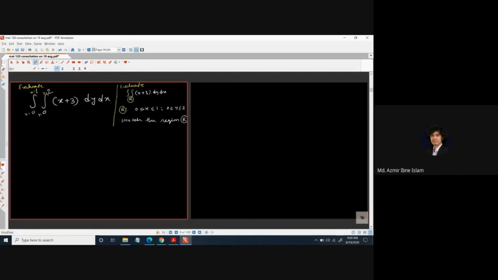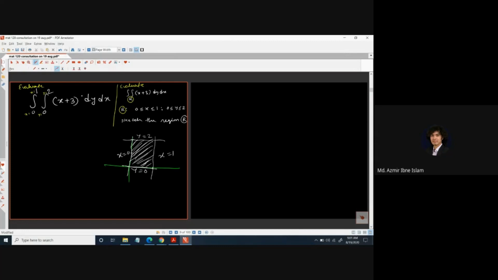Here you can see x equal to 0 and x equal to 1 is given. So in the Cartesian coordinate system, x equal to 0 will be this line, and x equal to 1, let's say this is x equal to 1. Y equal to 0 is actually the x-axis, this horizontal line, and y equal to 2 is this line. You can see that the region is formed by two vertical lines and two horizontal lines, and the intersecting part becomes this. So this is our region.